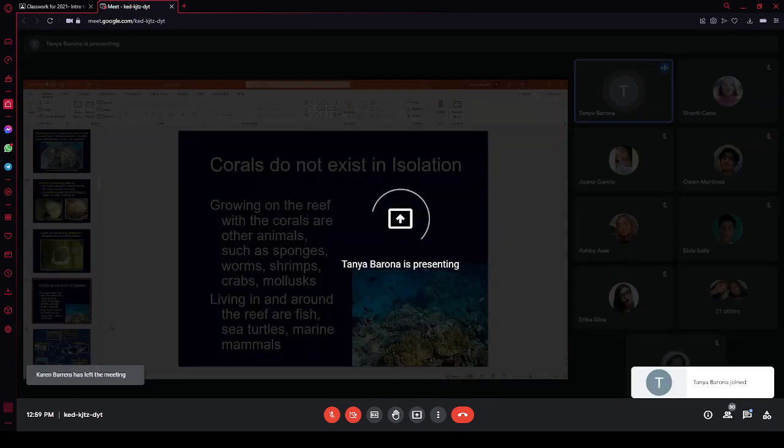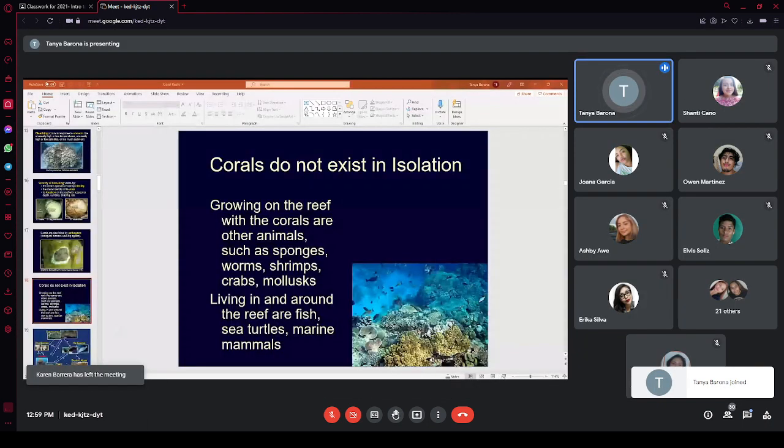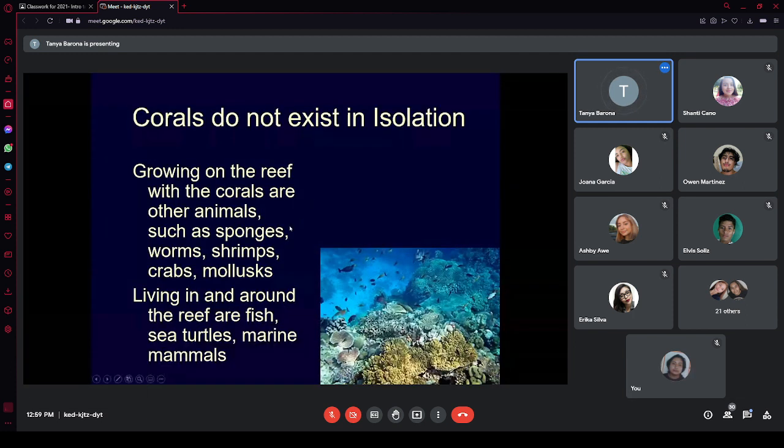All right, so to continue from where I left off, corals don't exist in isolation. Growing on the coral reef, well, of course, the corals are other animals such as sponges, worms, crabs, mollusks, different types of fish, sea turtles, and marine mammals also share the area and live around coral reefs.